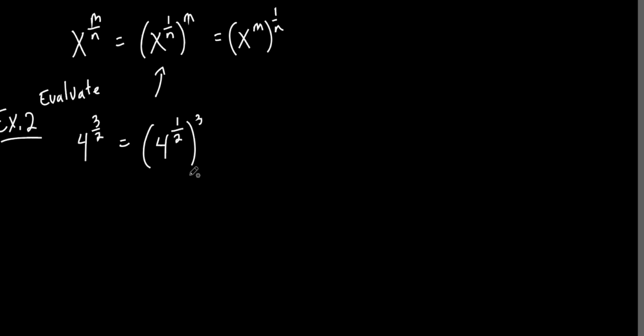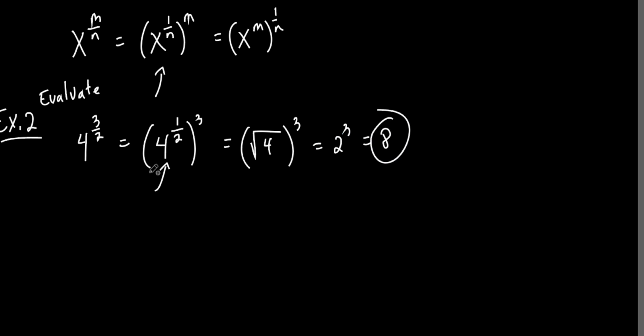Why did I write it like that? Because what is 4 to the 1/2? It's the square root of what? 4, all right? So I figure out what that is, and then I cube it. Make sense? Square root of 4 is 2. 2 cubed is 8, and that's what that is right there. So 4 to the 3/2 power is the same thing as just plain old 8. We okay with that? All right.